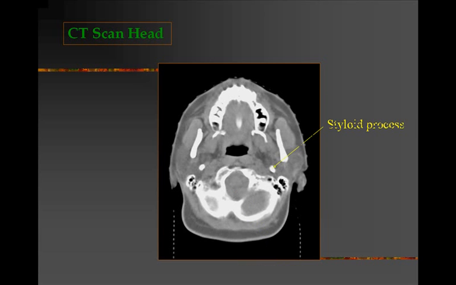Other structures seen at this level include the styloid process, seen on both the right and left sides, the mastoid process, seen posterior to that, and the mandibular ramus, seen on the right side and also on the left side over here. This is the level of the oropharynx, which is seen here, with its retropharyngeal space. We also see structures such as the parotid gland out in the soft tissue.